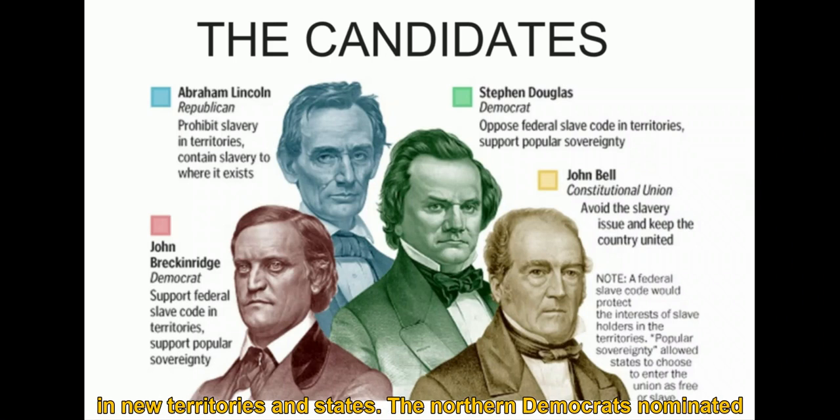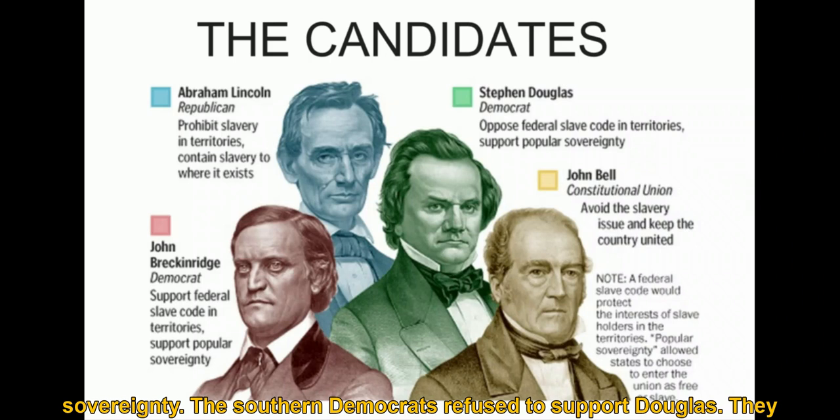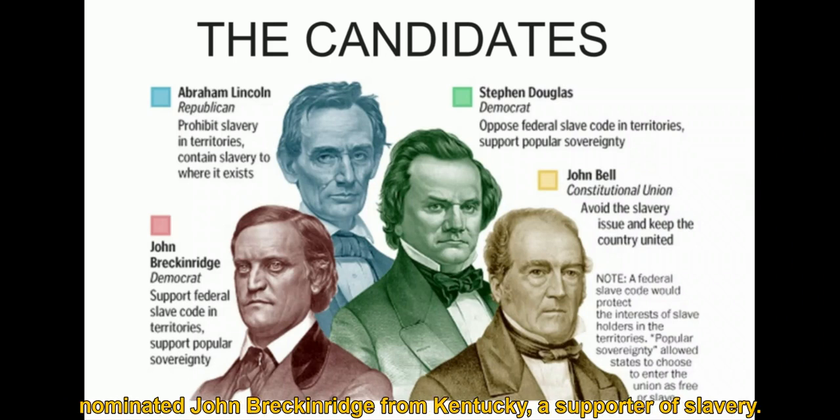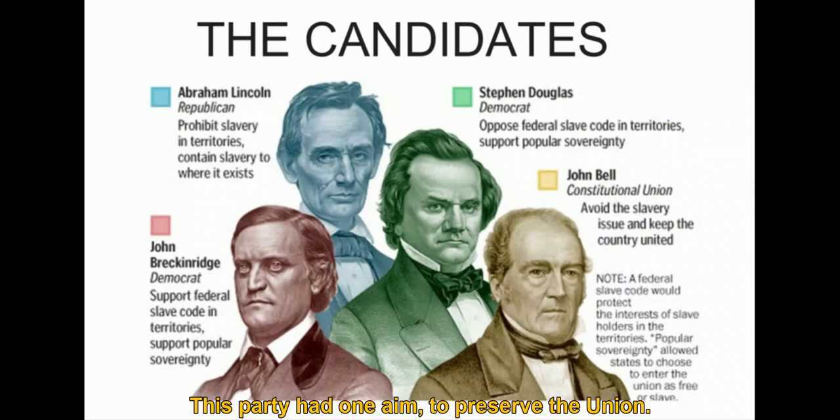The Northern Democrats nominated Stephen Douglas for president. He was a supporter of popular sovereignty. The Southern Democrats refused to support Douglas. They nominated John Breckinridge from Kentucky, a supporter of slavery. A fourth party, called the Constitutional Union Party, nominated John Bell of Tennessee. This party had one aim: to preserve the Union.